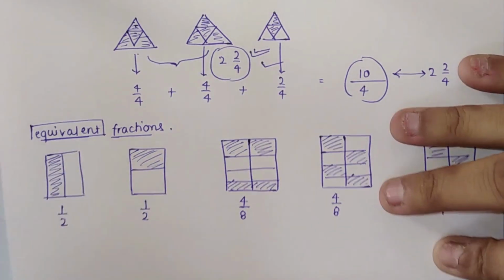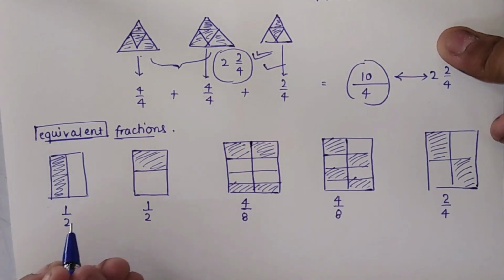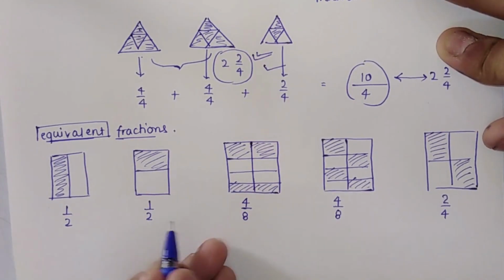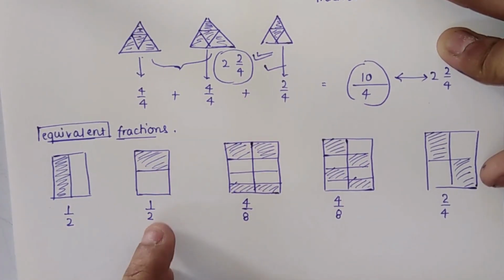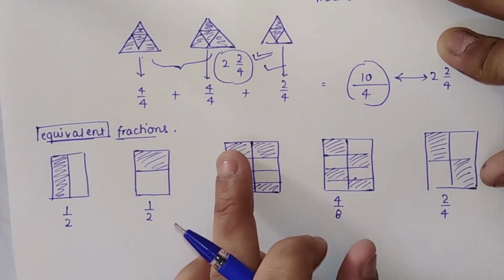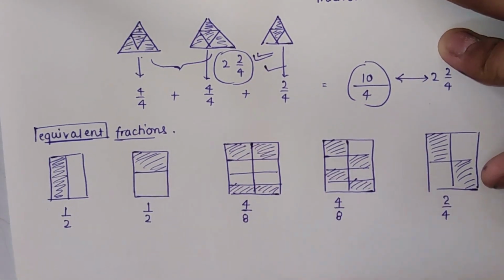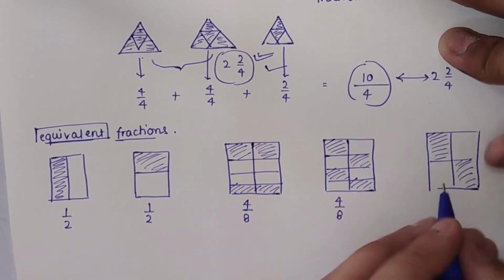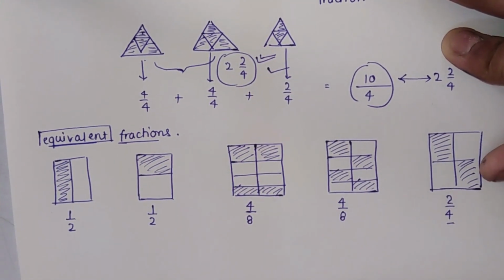Let's talk about equivalent fractions. Take a look at these 5 figures. In each of these figures I have written down the fraction of the shaded portion. Here the fraction of the shaded portion is 1 by 2. Here also the shaded portion is 1 by 2. Here the shaded pieces are 4 and total equal parts are 8, so 4 by 8. Here also 4 by 8. Here it is 2 by 4. We have divided into 4 equal parts and it is 2 by 4.